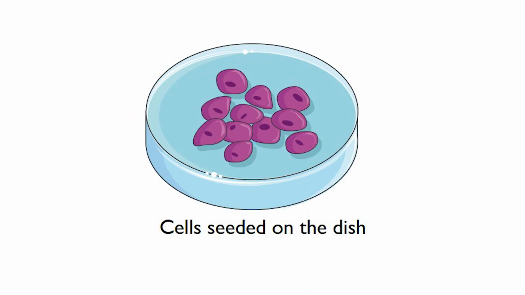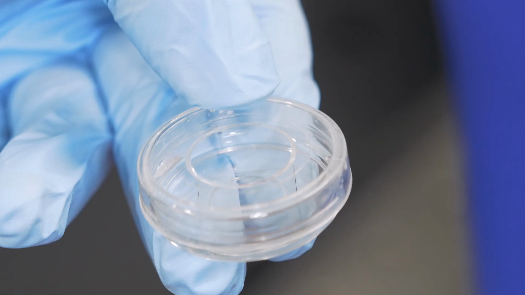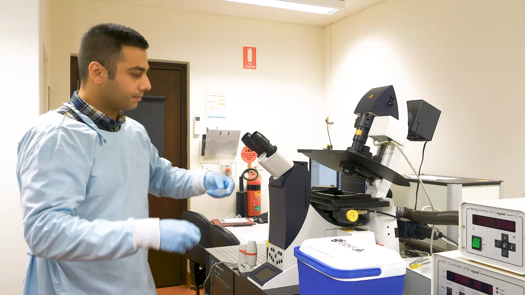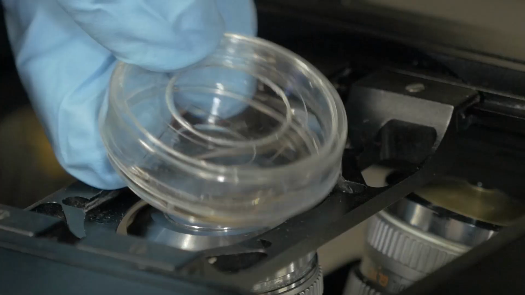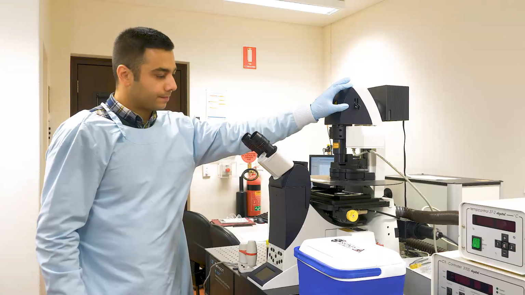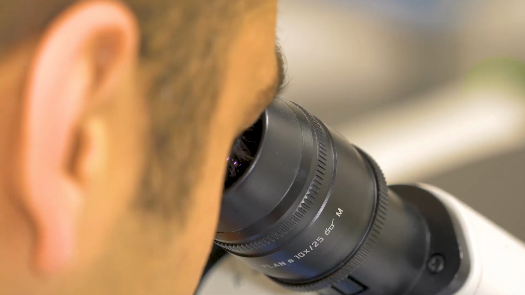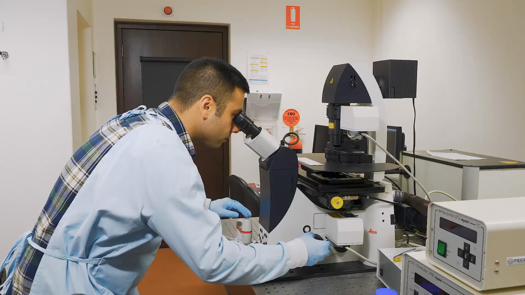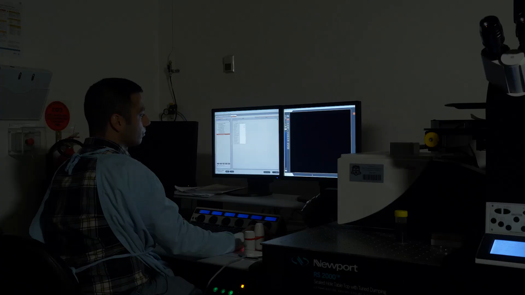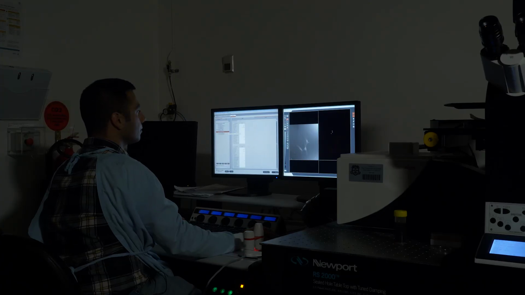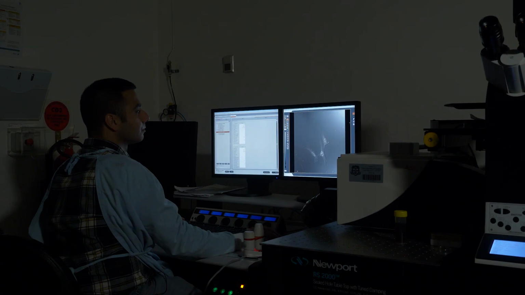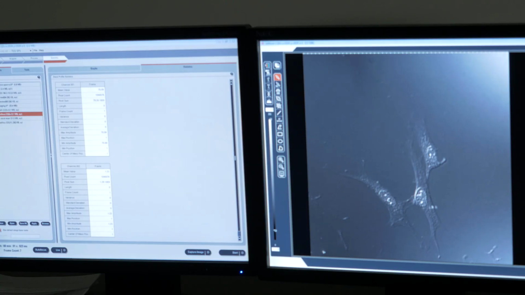I cultured some cells and seeded them on a small dish for cell imaging. You will see the exact process of seeding the cells on the dishes in the next section. I choose my ideal objective and try to focus on the cells. Then we work on the computer connected to the microscope. In the first place, we try to take the bright field images of the cells.